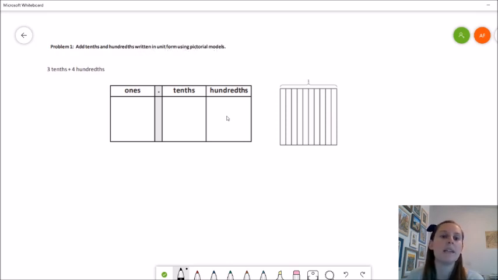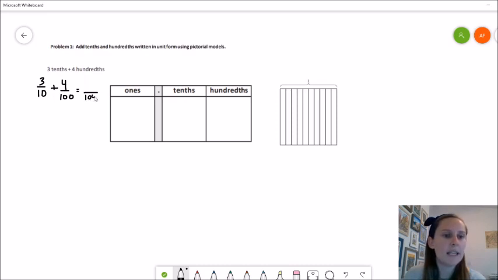So we are going to use a place value chart and an area model to add 3 tenths and 4 hundredths. And even though it just says pictorial models, after we do our place value chart and our area model, we are also going to go ahead and use multiplication to find equivalent fractions and add 3 tenths and 4 hundredths. So we want to add 3 tenths and 4 hundredths, and we want to figure out what the sum of those is in hundredths. 3 tenths and 4 hundredths altogether, the sum is how many hundredths?